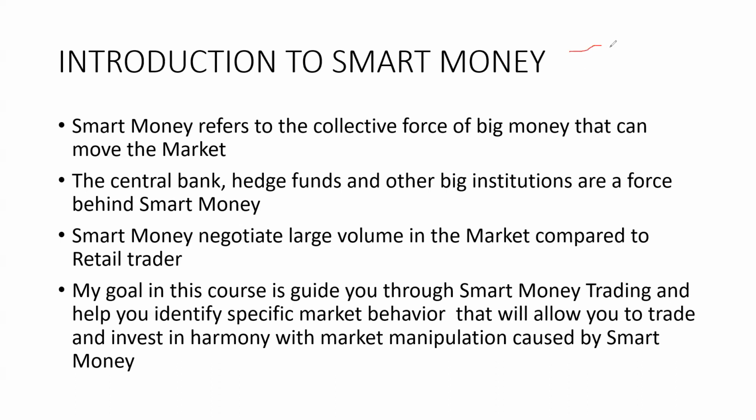If this is where I'm drawing with a red annotation, let's say this is a resistance, all right? And this is support with an S. So the market will go up like that and reach the resistance. Retail traders will be here to sell, all right? And then they are going to leave their stop losses at the top there.